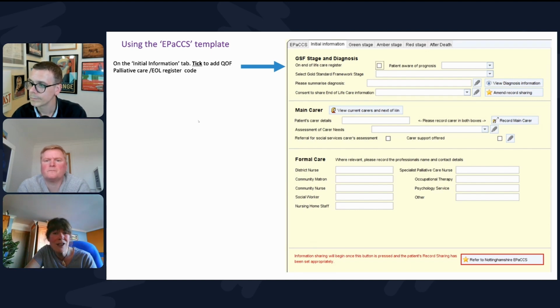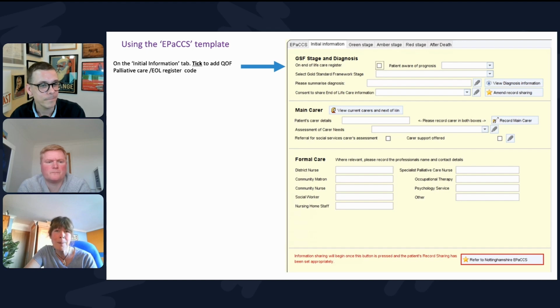Formal care, that's also useful to have a think about at this stage, because the patient may or may not need care. They might already be known to the district nursing team, and it's useful to record that information. The refer to Nottinghamshire EPaCCS box will be disappearing very shortly because that's no longer necessary.